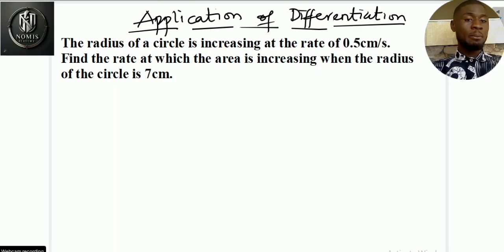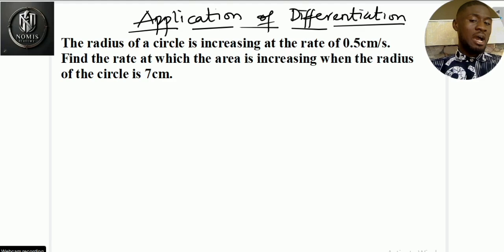Remember that when we talk about differentiation, we are definitely talking about the change that occurs in one variable with respect to the change that occurs in another variable. So what variable are we talking about? From the illustration given in the first instance, the radius of a circle is increasing at the rate of 0.5 centimeter per second. So it is about the radius of the circle and the time taken for the increase to occur. So the rate there is the change in the radius and the change in time.